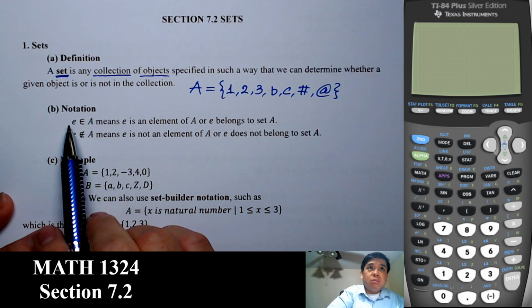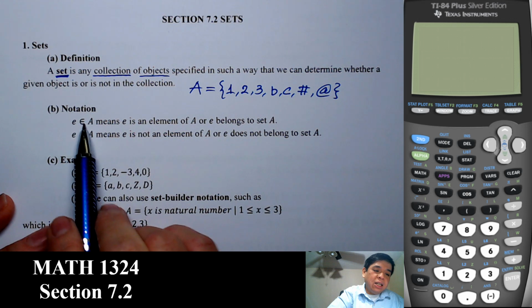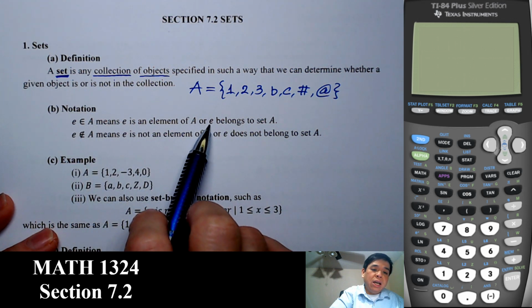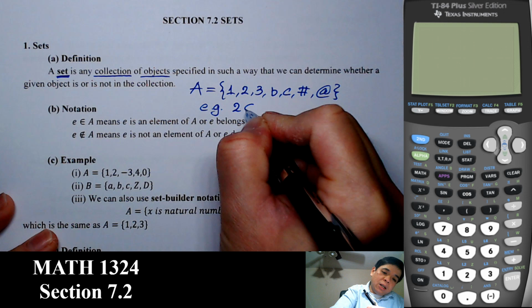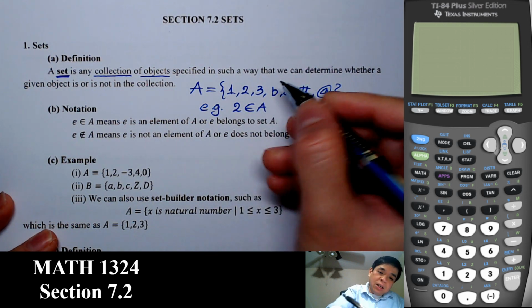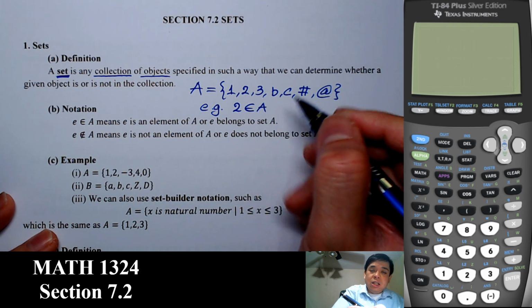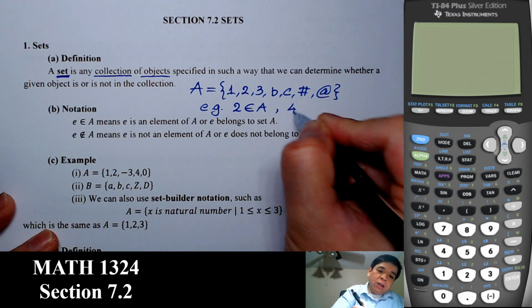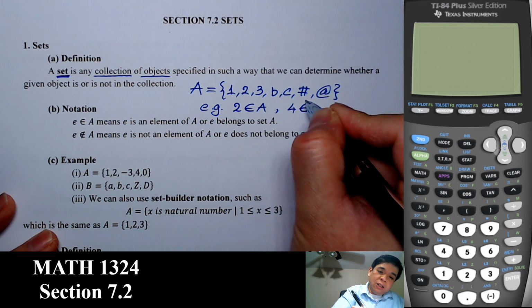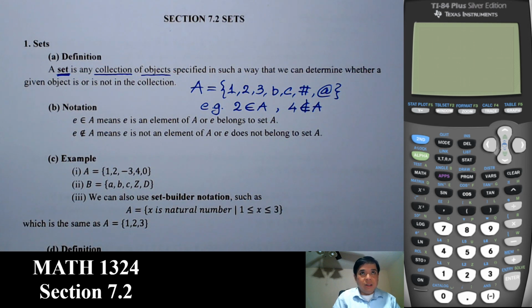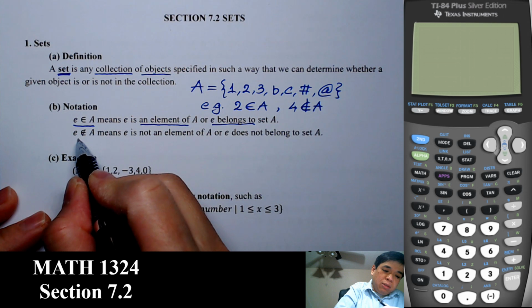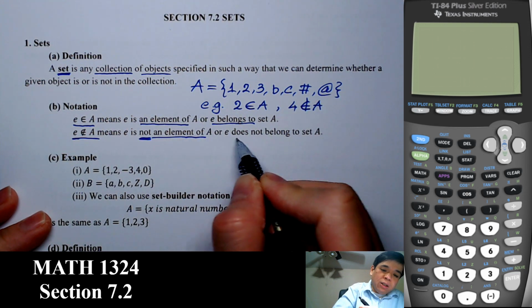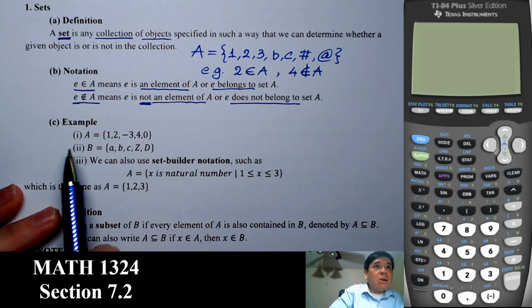Now, there's some notation. We use this symbol, like the E, which means E is an element of A, or E belongs to A. So here I can write 2 is an element of A because 2 is in the set A. Or we can say 4 is not in the set A. So this means it is an element of or belongs to, and that means not an element of or does not belong to.